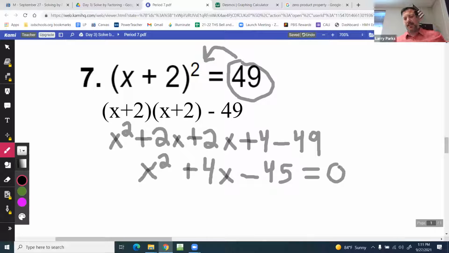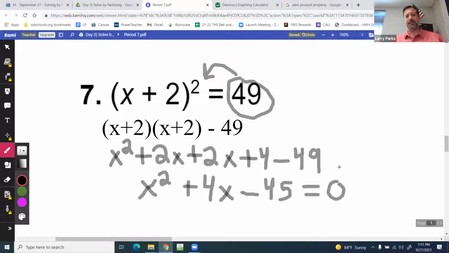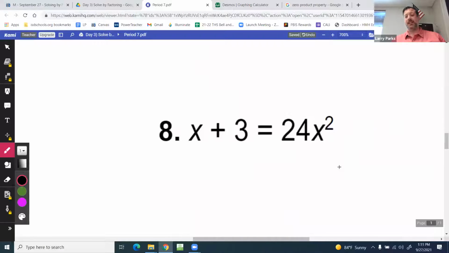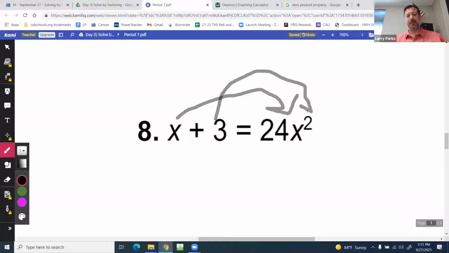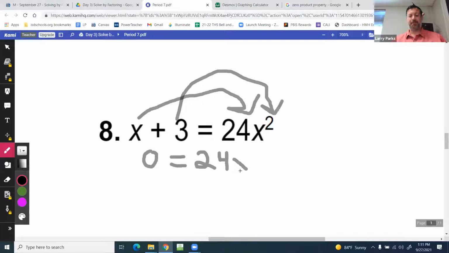Now you may be asking yourself, why do you keep trying to get this equal to 0? Let's see. Oh, we could do this one too. Again, I want to keep the 24 positive, so I want to move the x over here, make it negative x. Move the 3 over, make it negative 3. So I'd get 0 over here now. 0 equals 24x squared minus x minus 3.